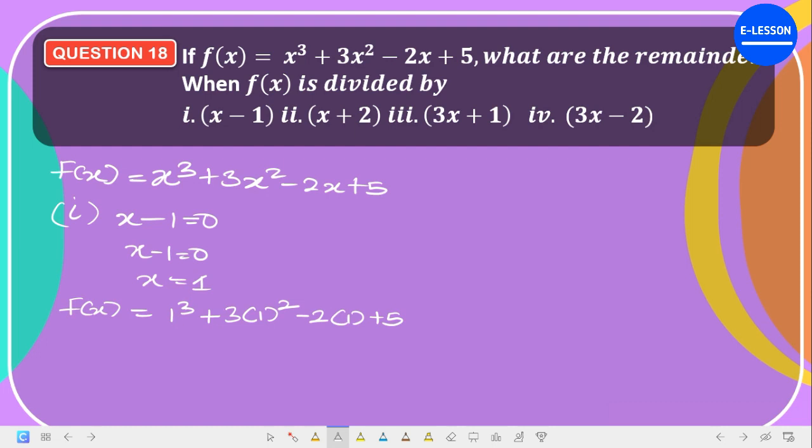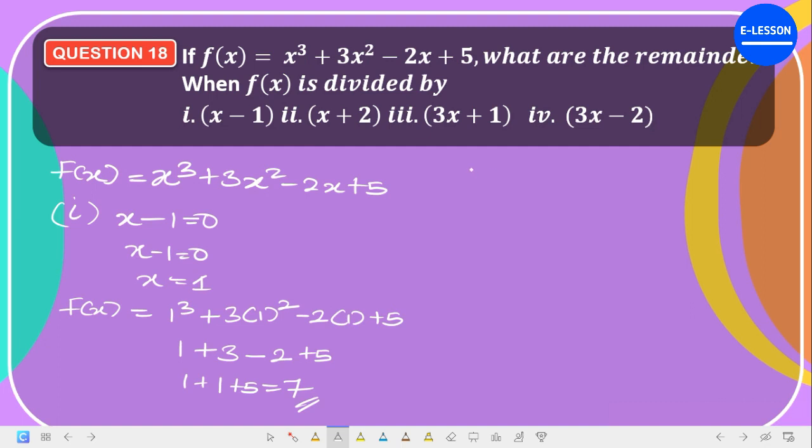And this will give us 1 raised to the power of 3 is 1 plus 3 times 1 squared, which is 1 times 3 is 3, minus 2 times 1 is 2, and then plus 5. Are we getting it now? 3 minus 2 is 1. So we have 1 plus 1 plus 5, and that will give us 7. So the remainder, when x minus 1 divides this, will be what? 7. Now that is for the first case.